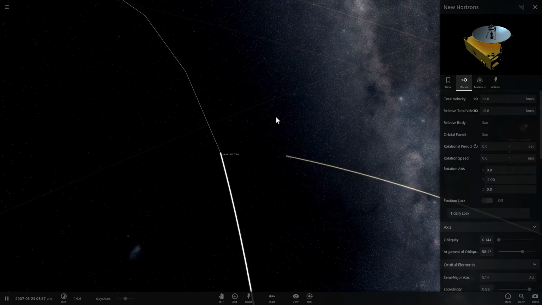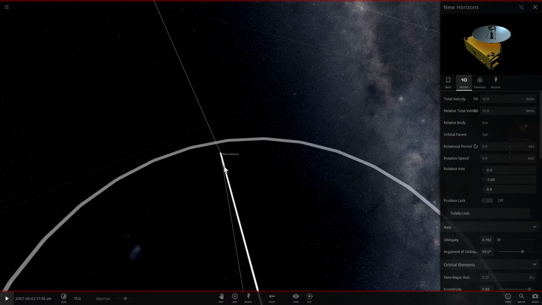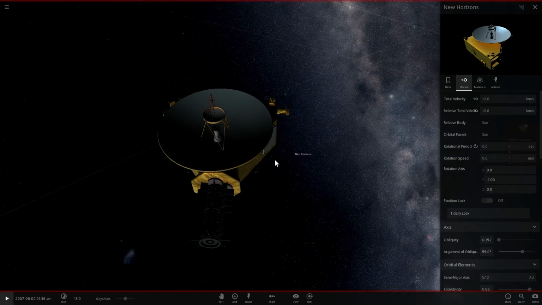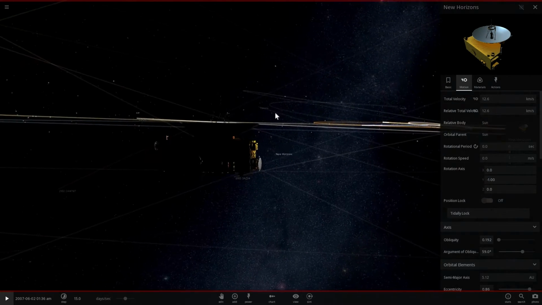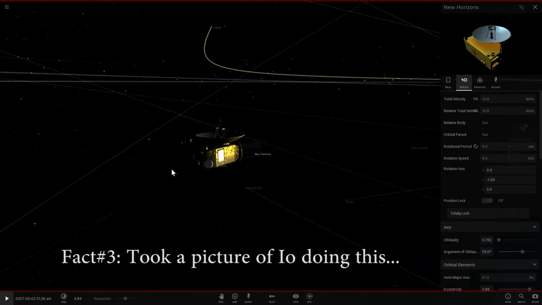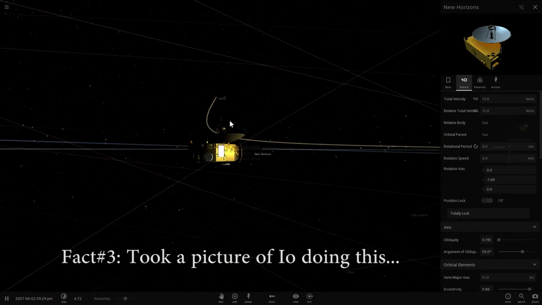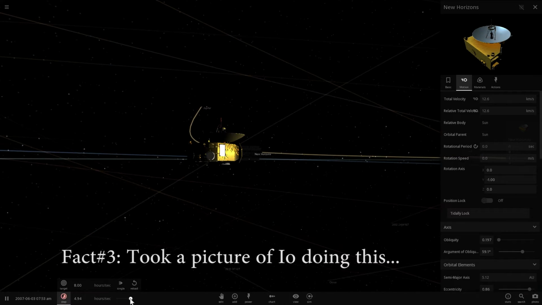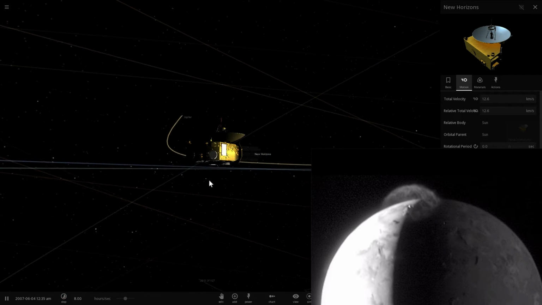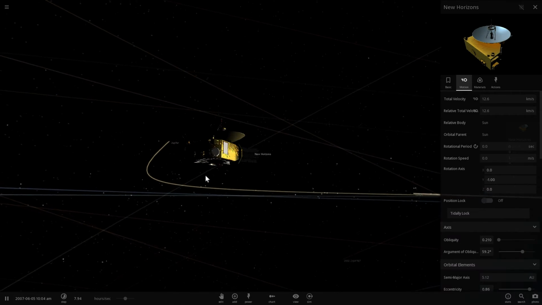Now, this is interesting fact number three. When it was approaching Jupiter and when it actually passed Jupiter, it got to take a picture of Io, one of the satellites of Jupiter, and when it saw Io, it witnessed the first extraterrestrial eruption ever. This is the first time we've seen a volcano erupt on another world, and we actually took a picture of it, so that was pretty cool.